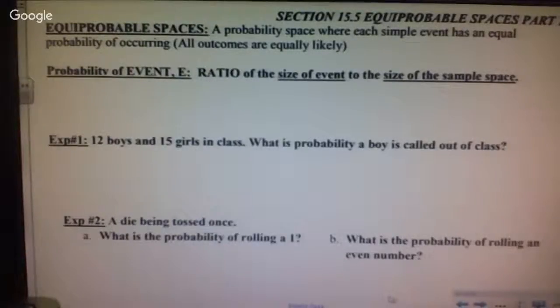All right. So now we're actually going to look at coming up with the probability. The things that you need to remember with probability. Probability is a ratio, which means it is a fraction. You can write probability as a fraction, as a decimal, or as a percentage. Okay, it's all the same. So the ratio is the size of the event over the size of the sample space.